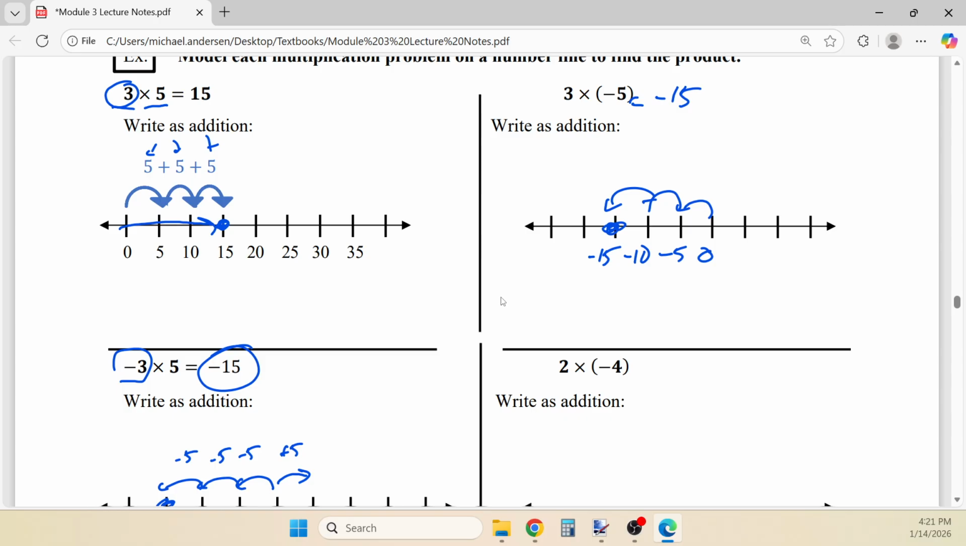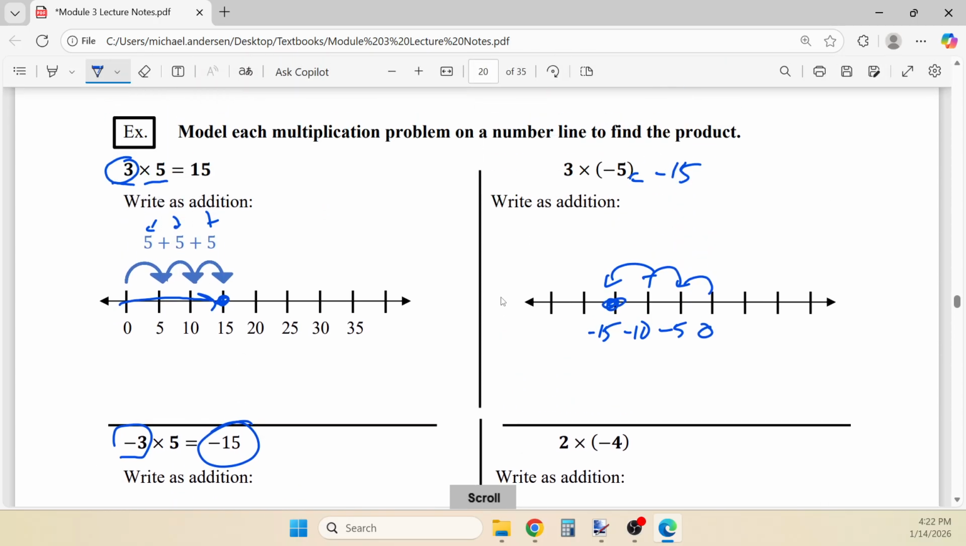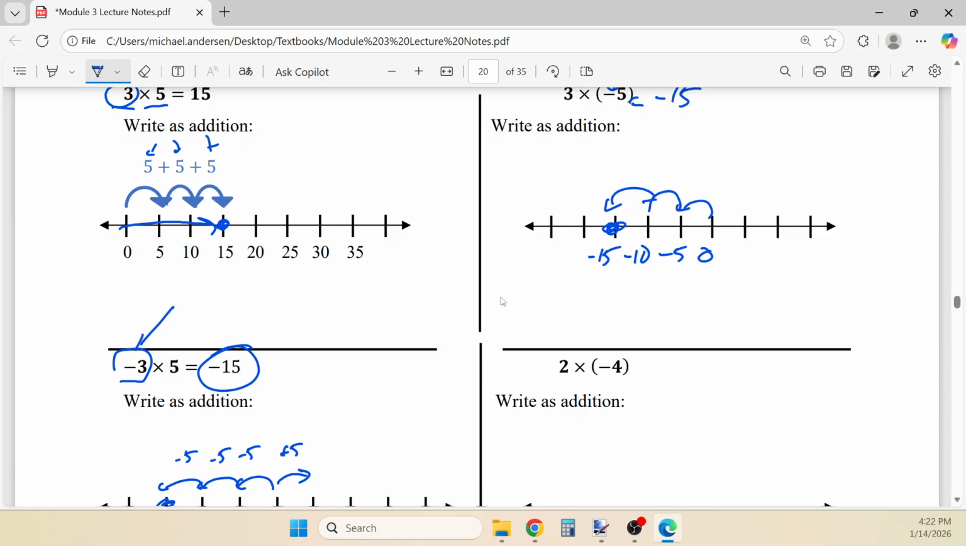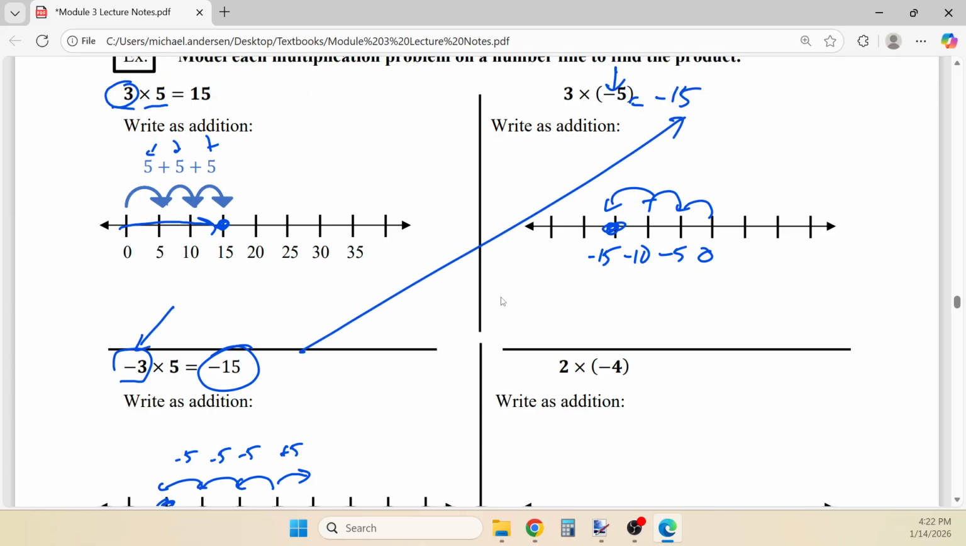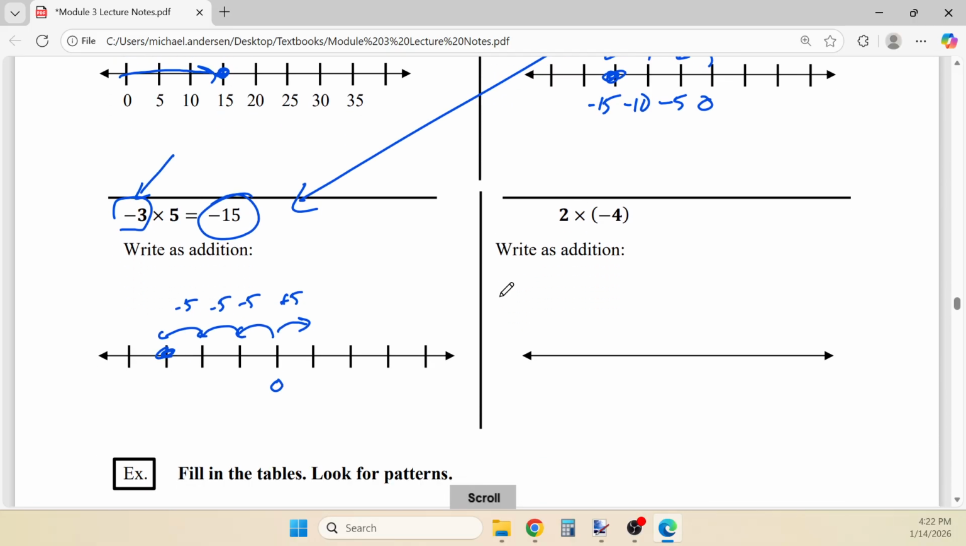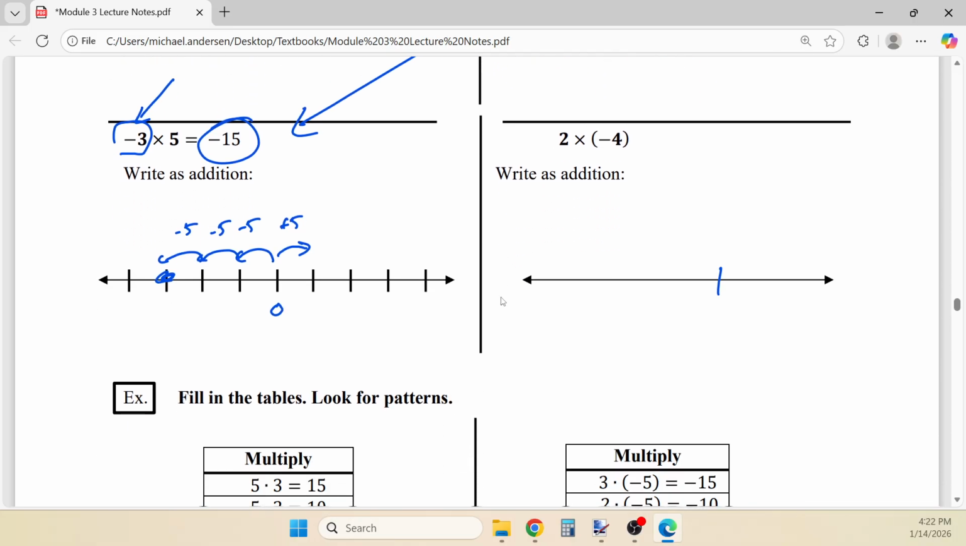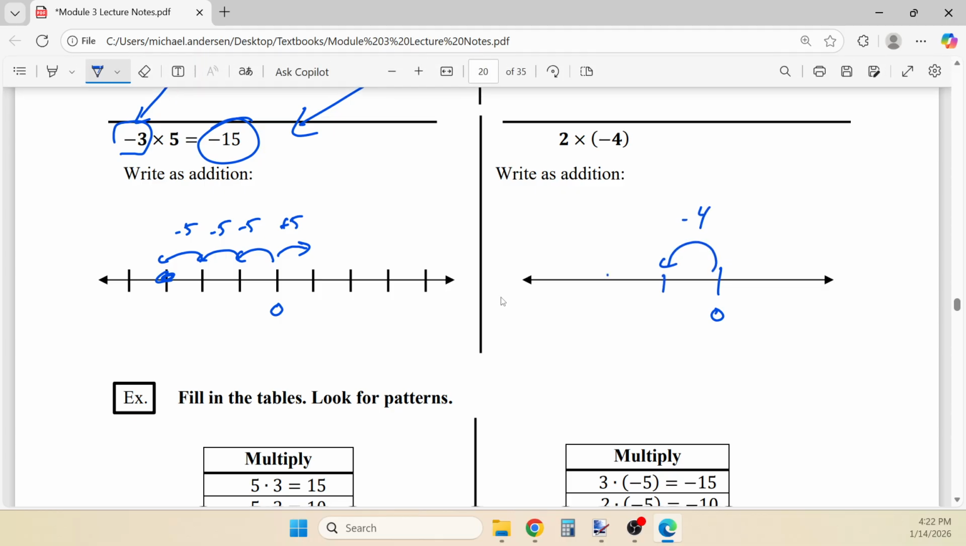Notice that it doesn't matter if the negative sign is on the number that we are repeating or on the number of times we're repeating. It ends up with the same value either way. So 2 times negative 4, we have a 0. Here's minus 4. And here's minus 4 again. This gives us negative 8.